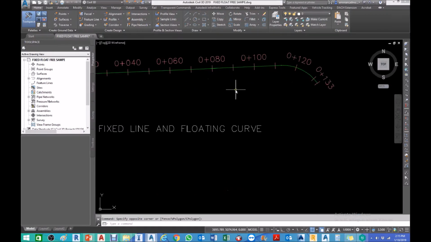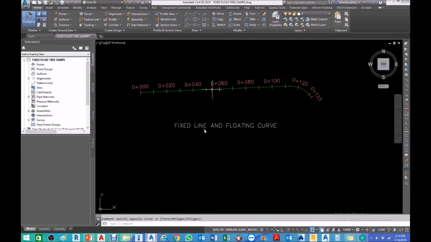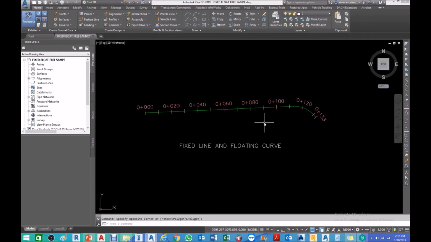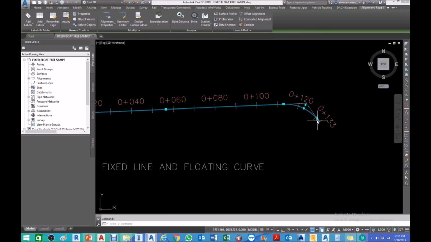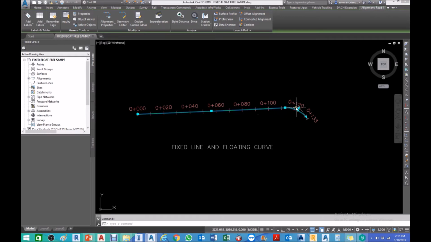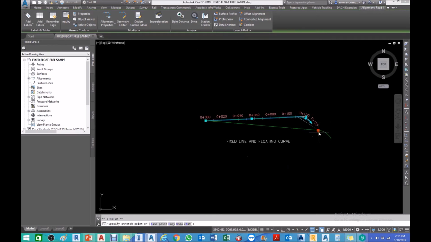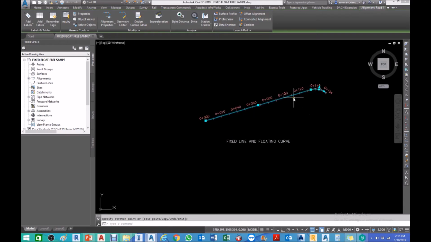The first example here in our fixed float free sample drawing is a fixed line and floating curve. If you left click this one, you will find a square grip, and here we have the triangle and circle grip. So here we have a fixed line and the curve is a floating curve. If you left click on the square grip and then try to adjust the placement, as you can see here, the curve is floating at the other side, while the other side of the fixed line is fixed. So I want you to try that one first.